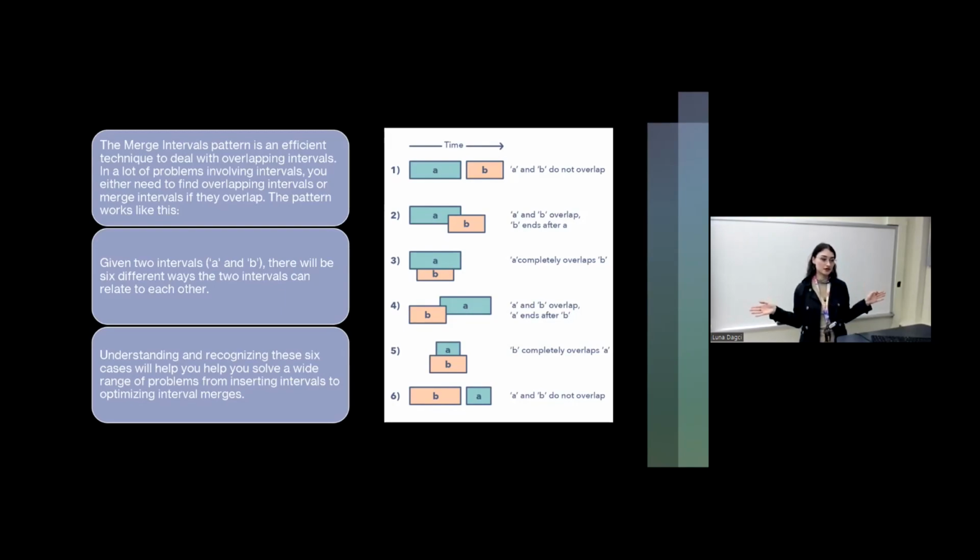So we have two intervals, A and B. It's typically a multi-dimensional array. And there will be 6 different ways the two intervals can relate to each other. Okay, I will keep that to the next example. Just understanding these rules, these are 6 rules for overlapping. You can think of them as conditions. There are 6 cases that will help you determine if this is overlapping or not, and optimize this problem.